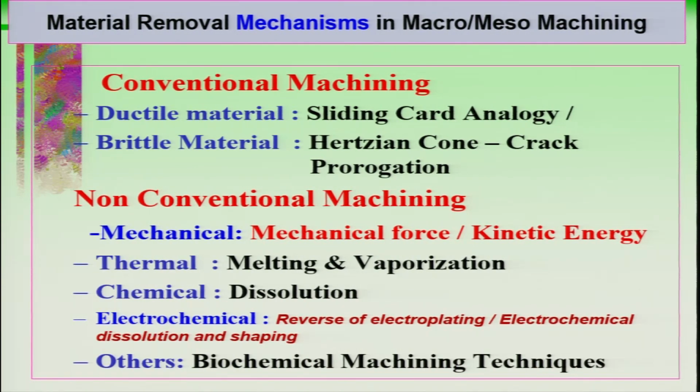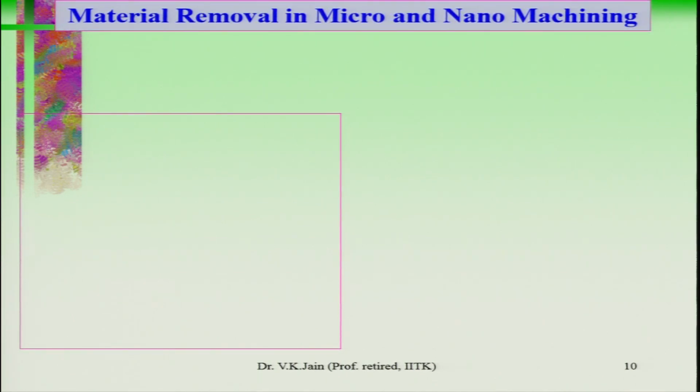And there are other types of micro machining processes also which I have not discussed in the introductory lecture. They come under the category of biochemical machining. Biochemical machining is very interesting and a very latest phenomenon of machining, and if time permits at the end of this course I will discuss it. Then you have the material removal in macro nano machining.